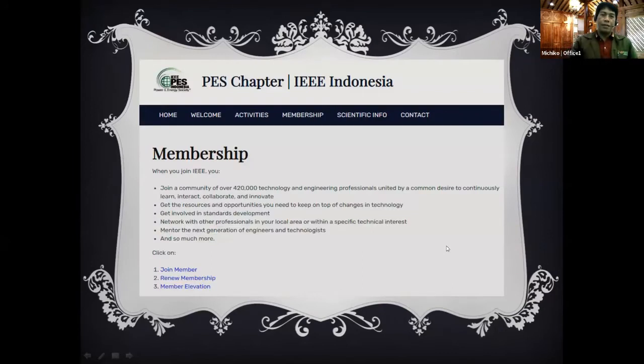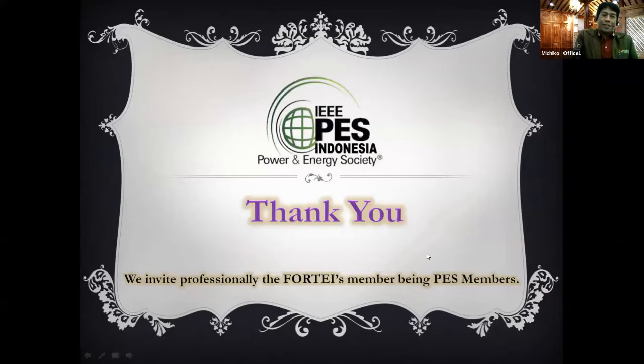As members, so please join and see and learn something related to the requirement and fee. You can join for the member like a student or professional or general, or you can also increase your member belong to the step like member to the senior member or previous member. So in this final slide, we invite professionals for the FORTEI members, as I said, to be a member for the PES. Thank you, Mr.